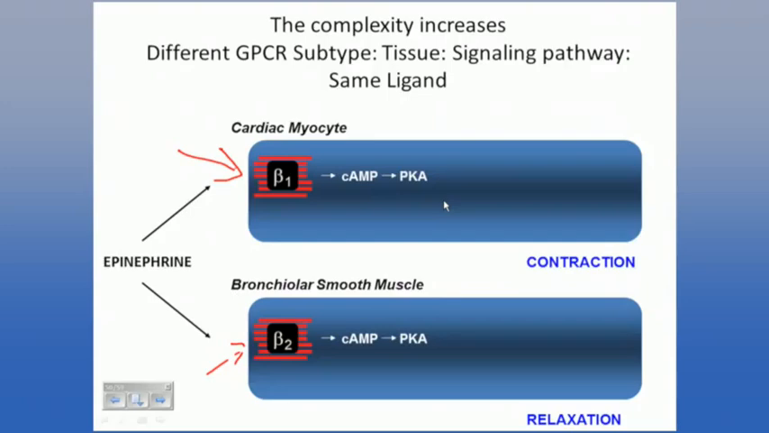In the top example, there is activation of a second messenger enzymatic signaling pathway involving phosphokinase A or PKA. This same enzymatic sequence of events occurs following activation of the beta-2 receptor in bronchiolar smooth muscle. So far, everything's the same except for the subtype of the receptor. But this is where we begin to diverge. Activation of phosphokinase A results in activation of a calcium channel. Now, this is a divergence from what we've seen before.